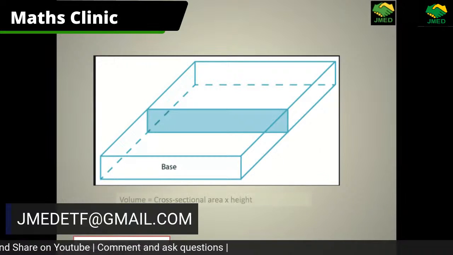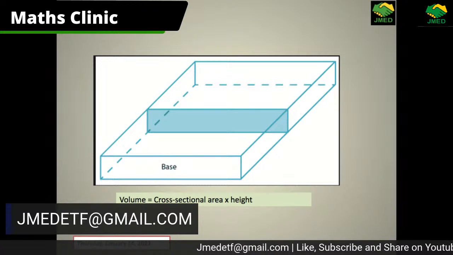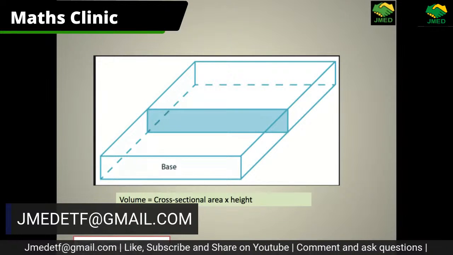All right, so the basic thing to bear in mind is that the volume of a prism is equal to the cross-sectional area multiplied by the height.